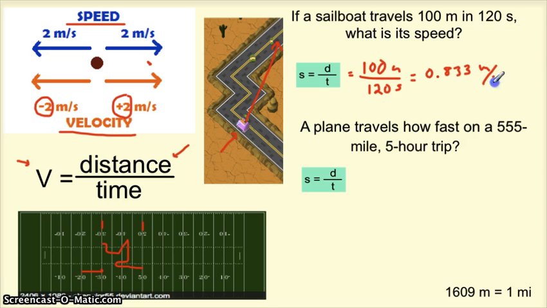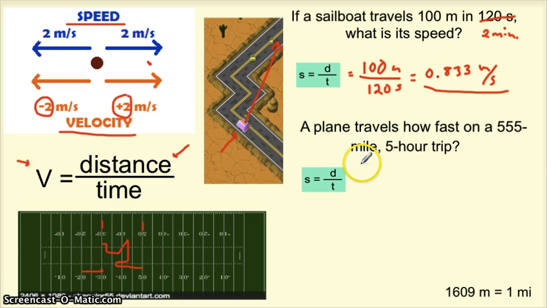Now, what would have happened if this had been 100 meters in 2 minutes? You could have had the 2 minutes, because that's exactly what 120 seconds is. However, you would have had to convert the 2 minutes to 120 seconds before you could get your final answer right here. And that's going to be true right down here.